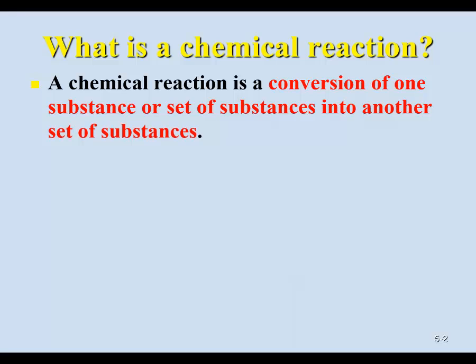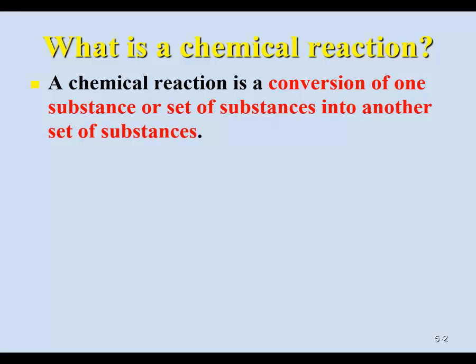So first of all, how do we know what a chemical reaction is? Well, a chemical reaction would be the conversion of one substance or a set of multiple substances as reactants into another set of substances, which we call products. So we're looking at this change in the substances we begin with. If you end up with new substances at the end of the chemical process, then you know it is a chemical reaction. That's your confirmation.